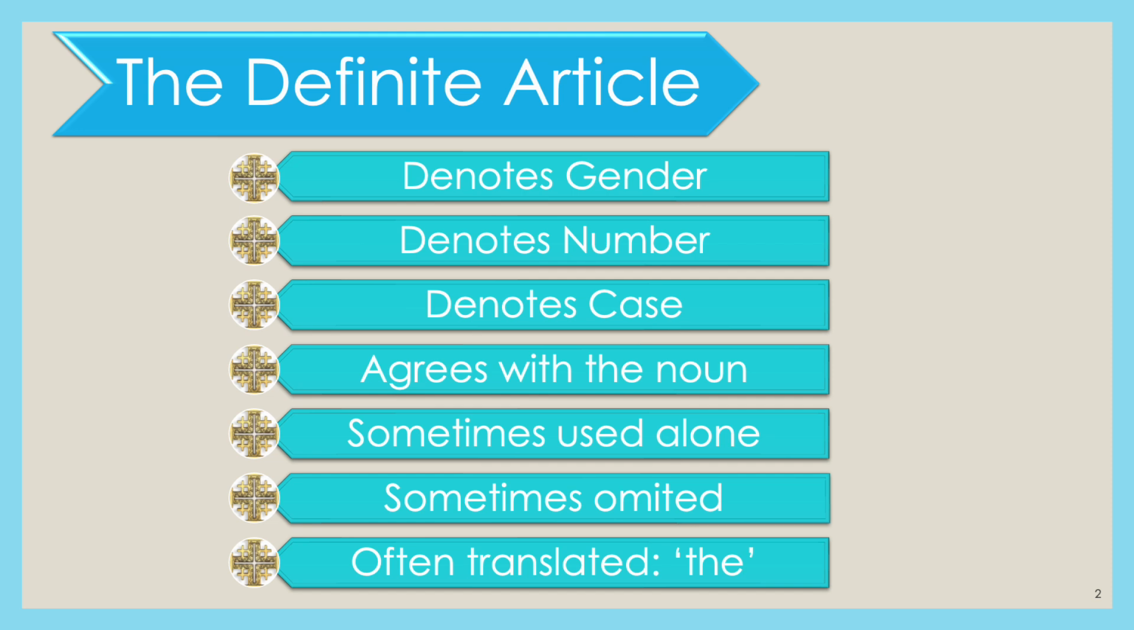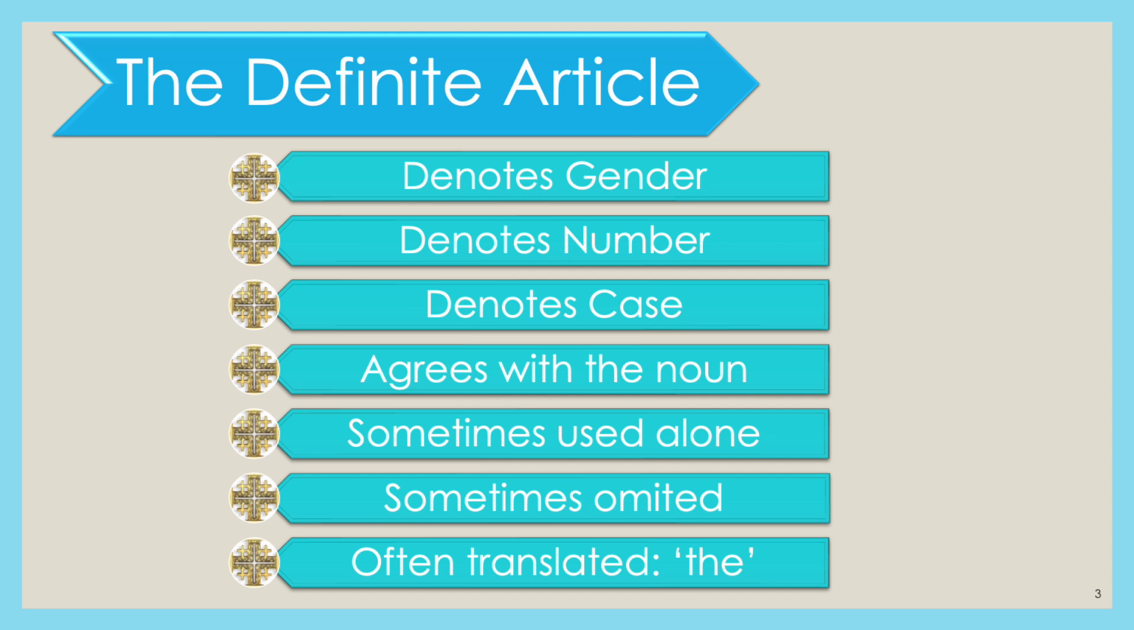Sometimes the definite article is omitted where you might expect it. For example, there are references to Holy Spirit when we might expect the Holy Spirit. Usually we translate the definite article as the, but the English word the does not give us grammatical gender.